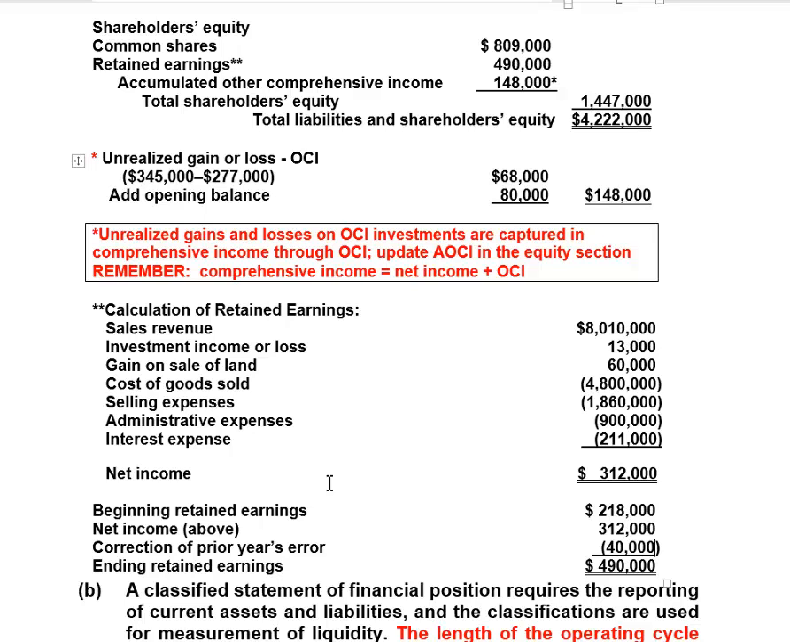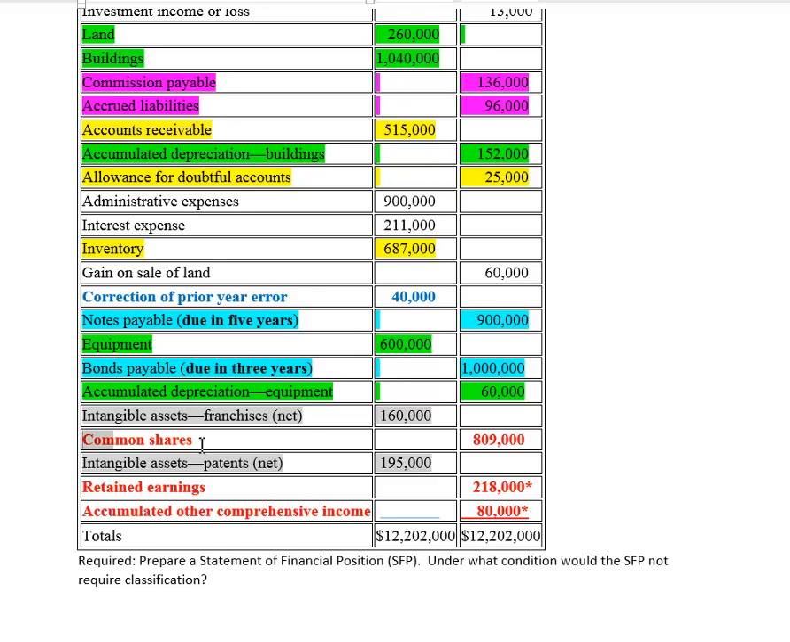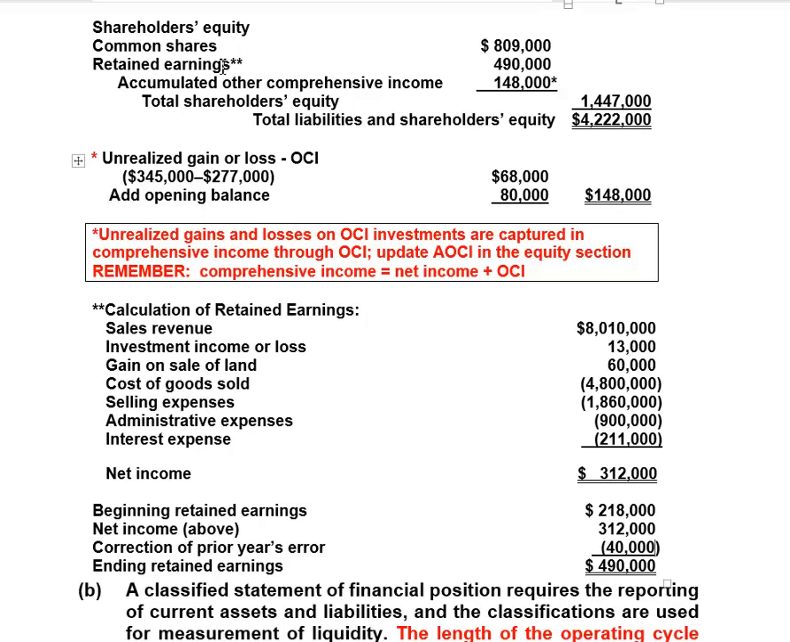We don't have any preferred shares in this question. You can go back to the original data. You can see we only have common shares for our share capital. So all we're going to do in that case is put the only share capital we have, which is common shares, at the amount listed in the trial balance, which is $809,000.